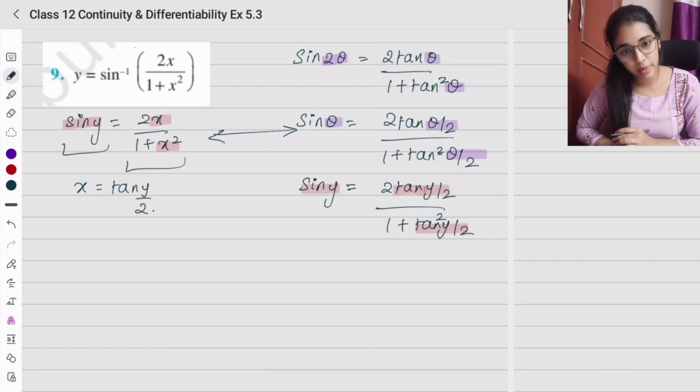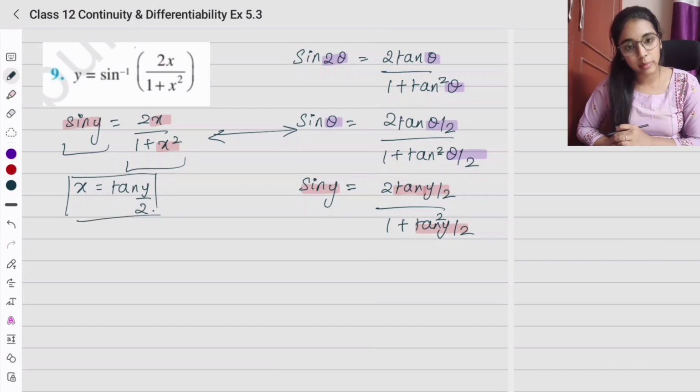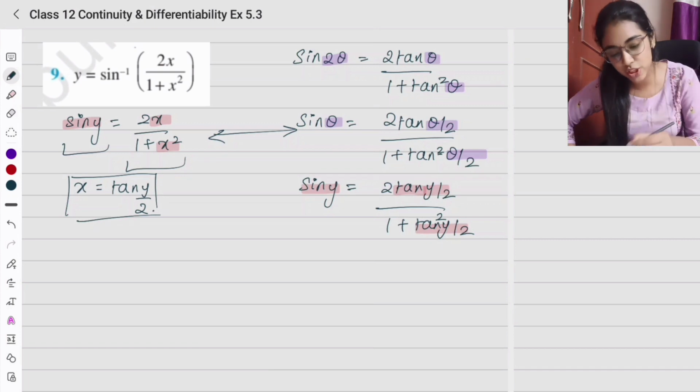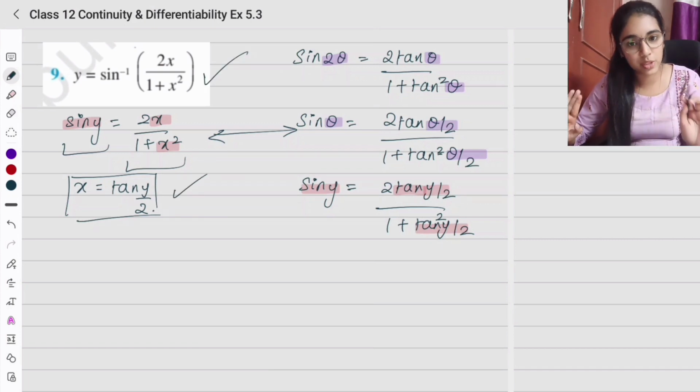So when we compare both, what do we get? I get a relation that x is equal to tan of y by 2. So basically what have I done? I have minimized my question. I have simplified my question. So this was my question. Now this becomes my question. I simplified the question, nothing else.